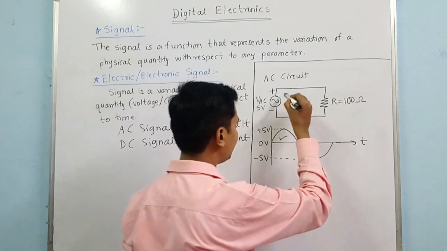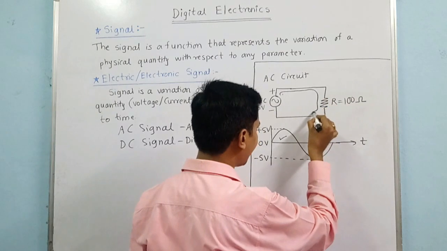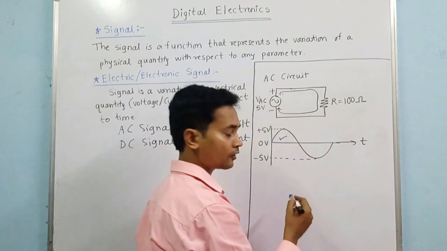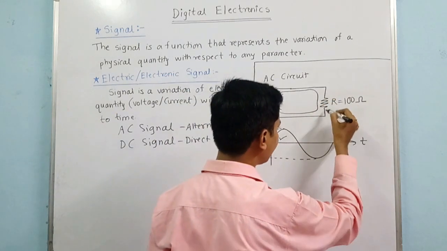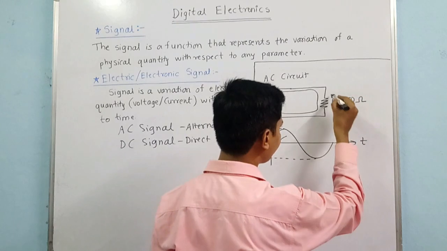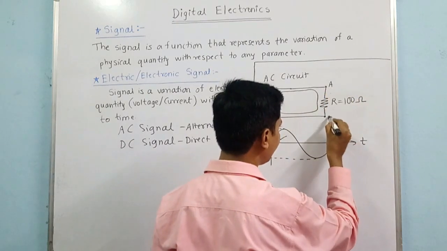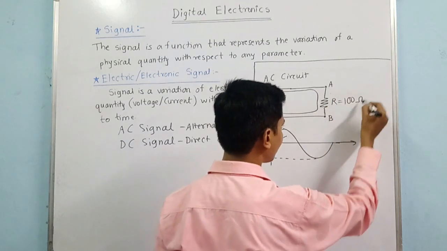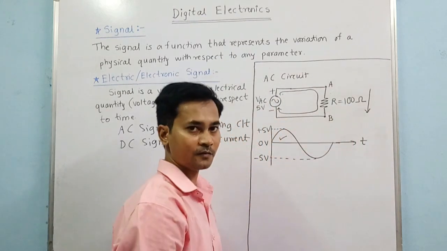So current will flow from this plus terminal and it will try to come back to the negative terminal of this source, in the positive half cycle. Now the current direction through this resistor is from, say, point A to point B. So current is flowing from A to B through this R resistor, 100 ohm resistor.